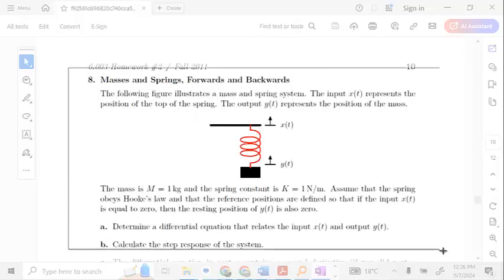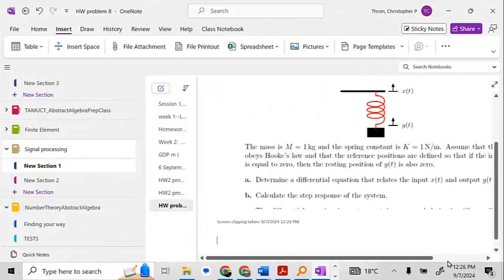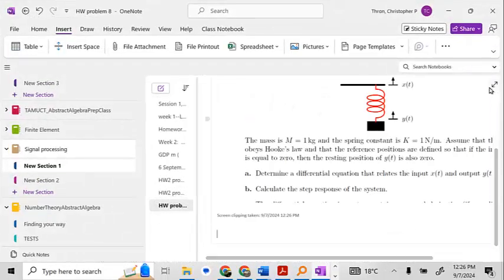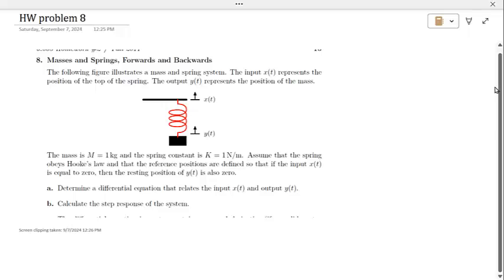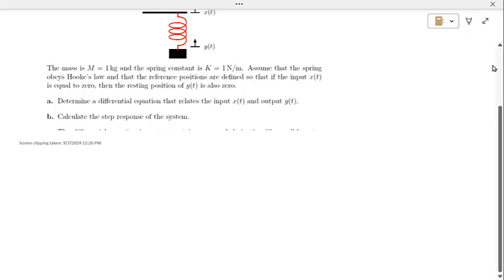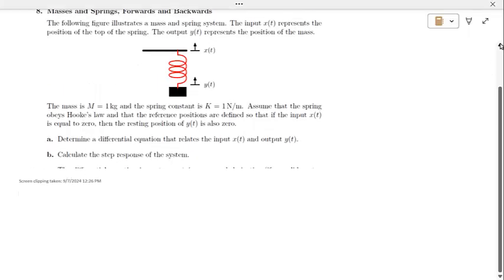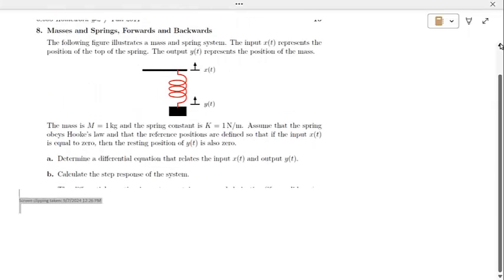Firstly, so far what we've been talking about are discrete systems and not continuous systems. But what he's doing here is taking a continuous system and converting it to a discrete system. Okay? So here what we've got is a mass and spring system. If you've done physics, you may be familiar with this.